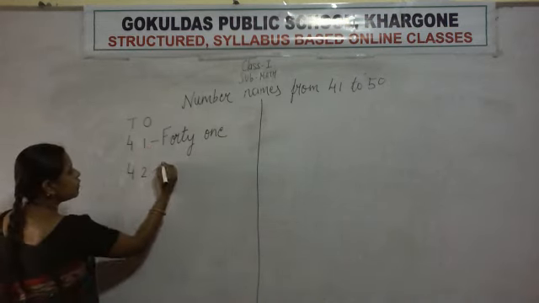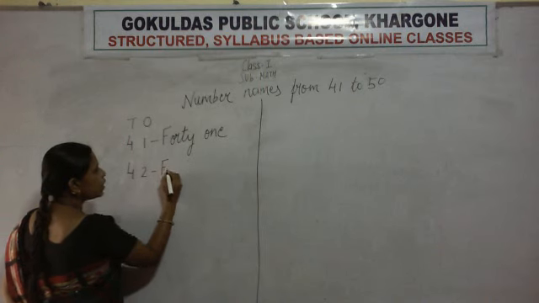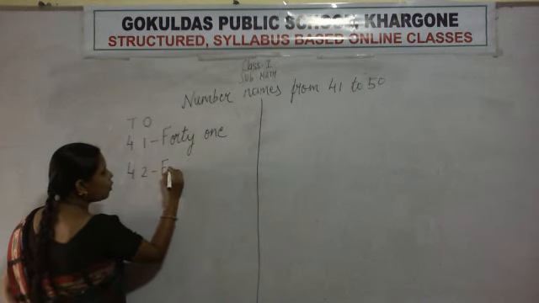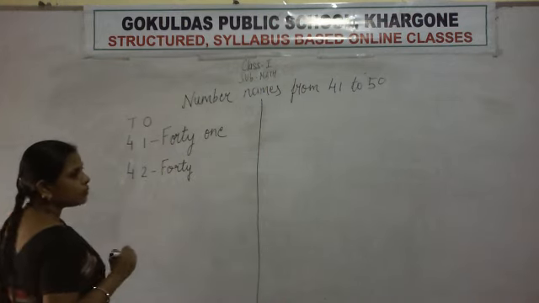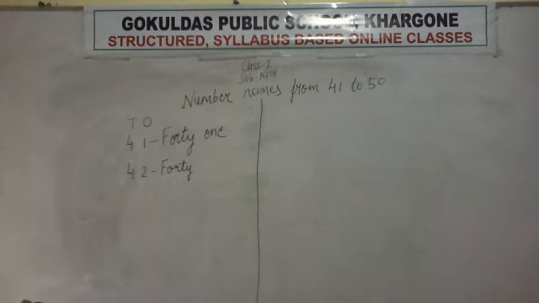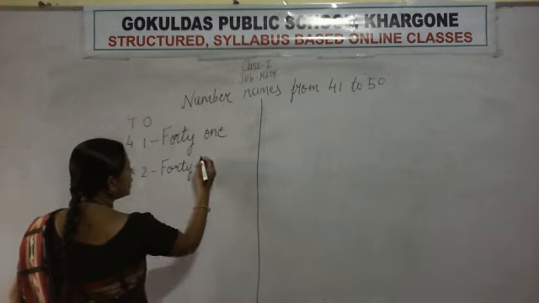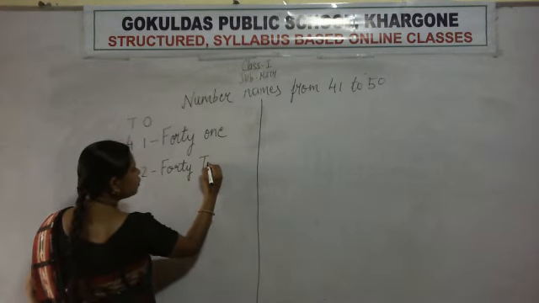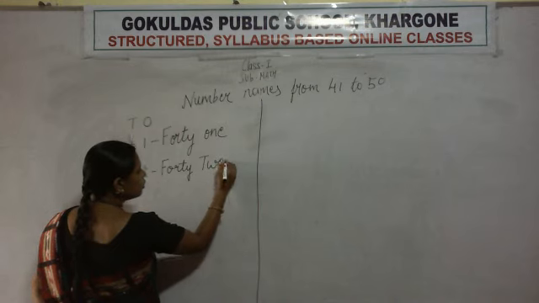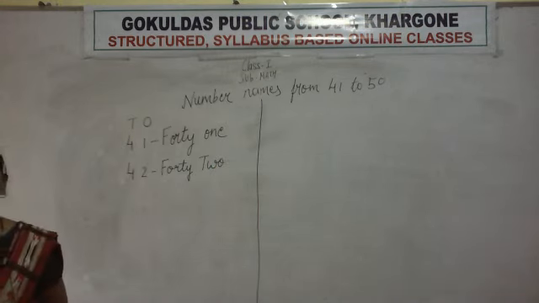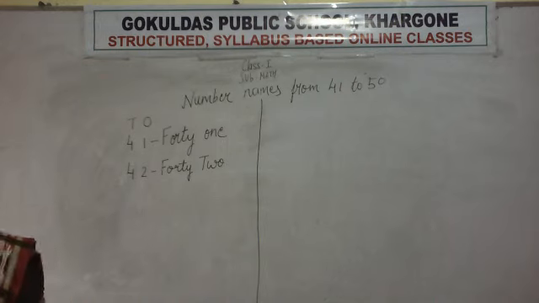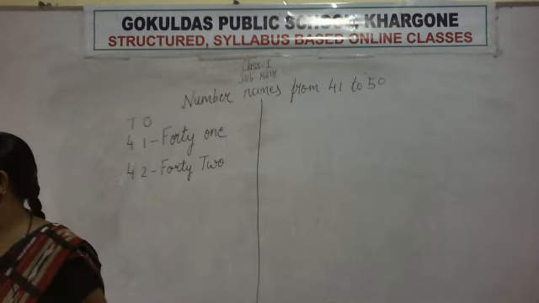Now write the spelling of 42. First write the spelling of 40. Repeat. F-O-R-T-Y 40. Again repeat. F-O-R-T-Y 40. Now write the spelling of 2. What is the spelling of 2? T-W-O 2. T-W-O 2, 42. Write fast.